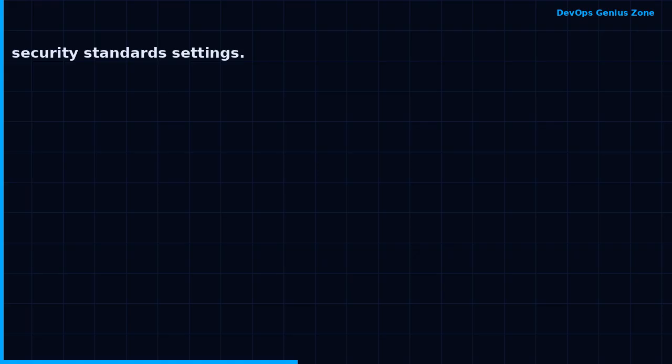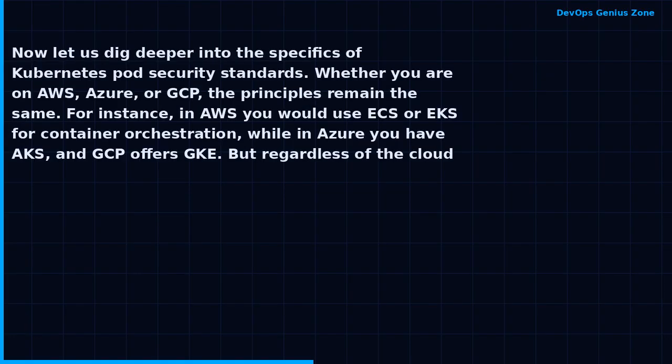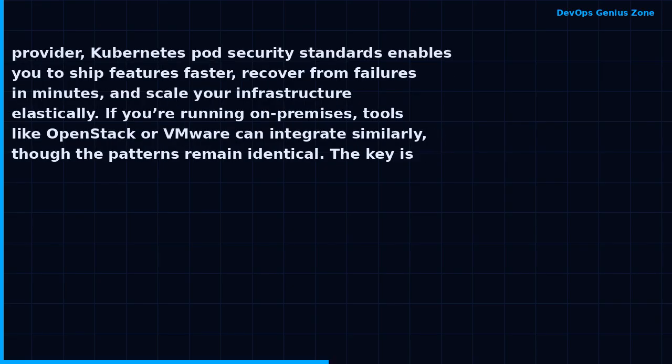Now let us dig deeper into the specifics of Kubernetes Pod Security Standards. Whether you are on AWS, Azure, or GCP, the principles remain the same. For instance, in AWS you would use ECS or EKS for container orchestration, while in Azure you have AKS, and GCP offers GKE. But regardless of the cloud provider, Kubernetes Pod Security Standards enables you to ship features faster, recover from failures in minutes, and scale your infrastructure elastically.